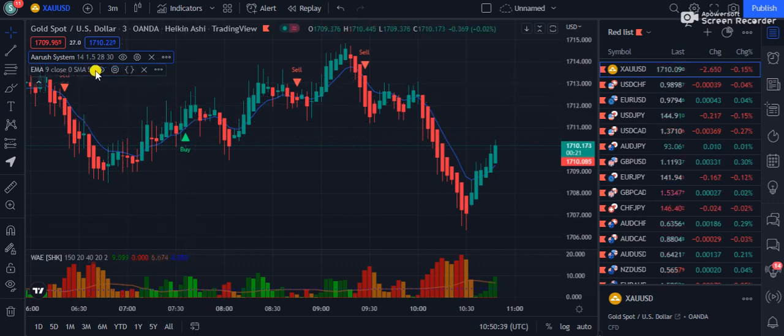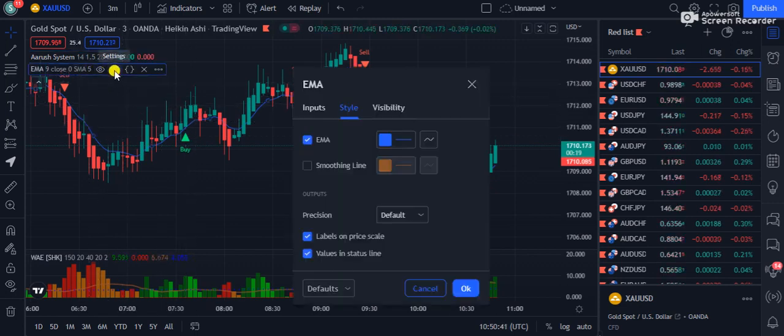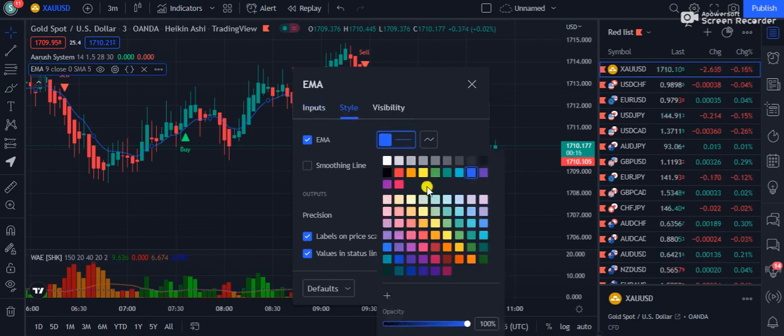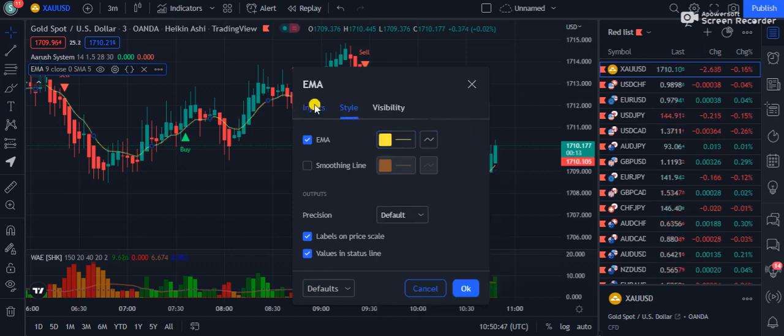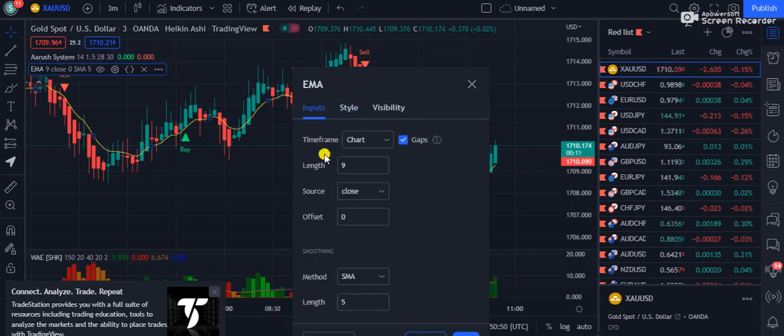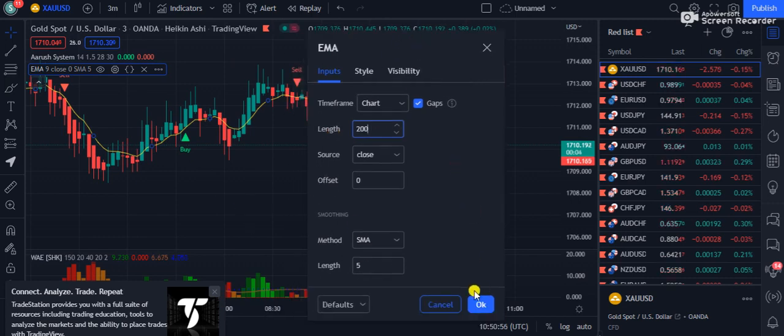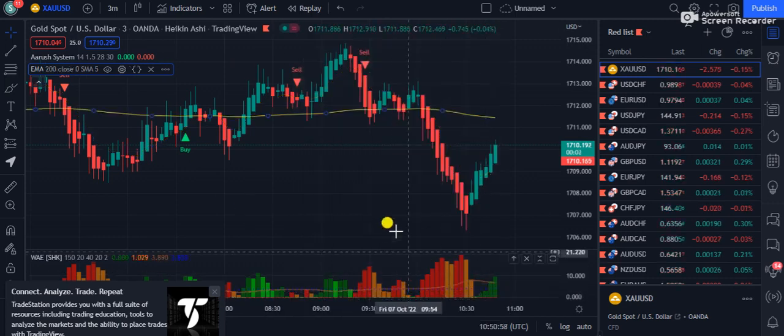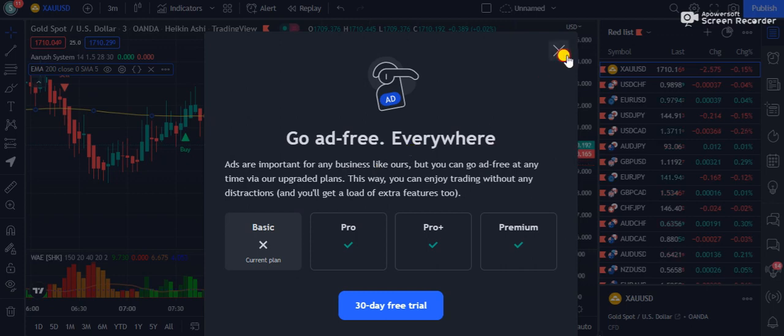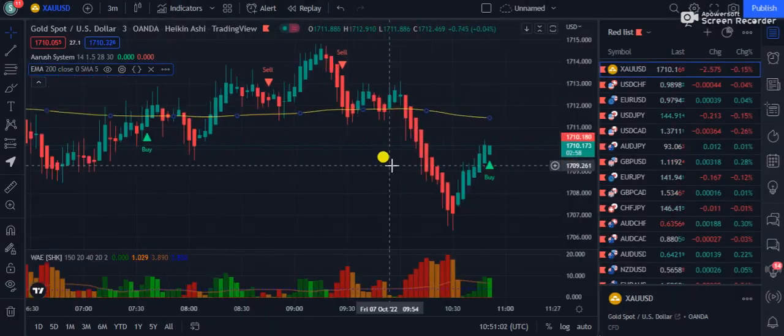Now I am going to the exponential moving average. First I'm going to change the color to yellow from the style section, and then I'm going to the input section and I'm going to give it a length of 200. So now it's ready as well. If I click this one, now you can see the 200 period moving average is attached on my screen.